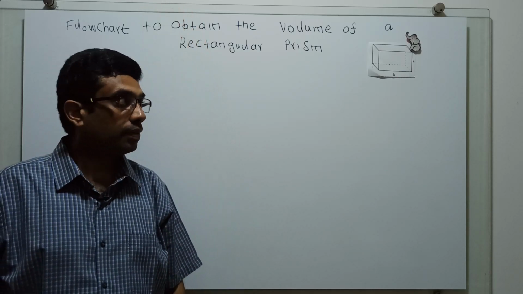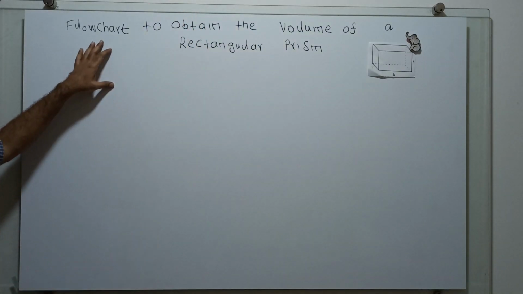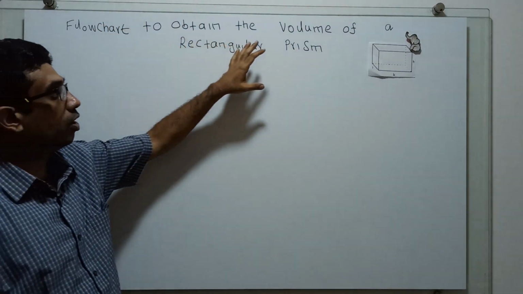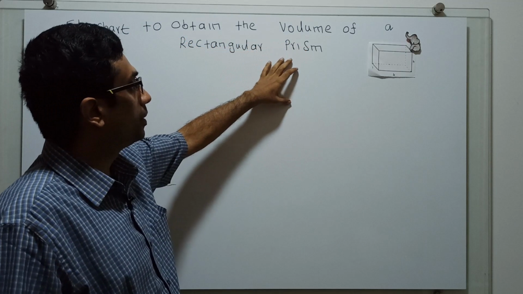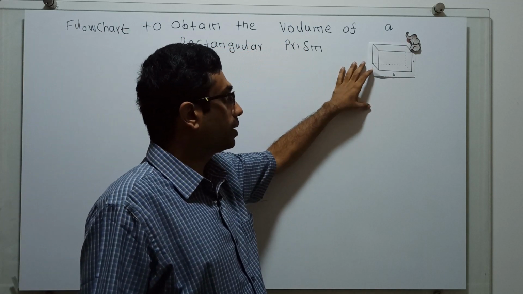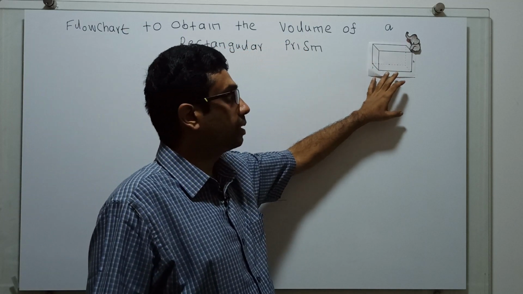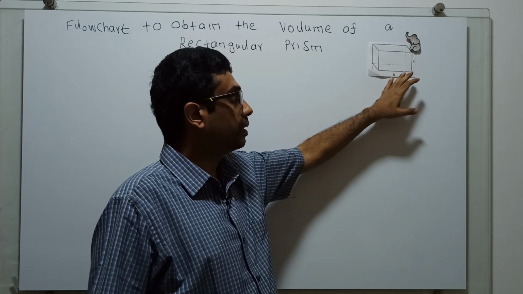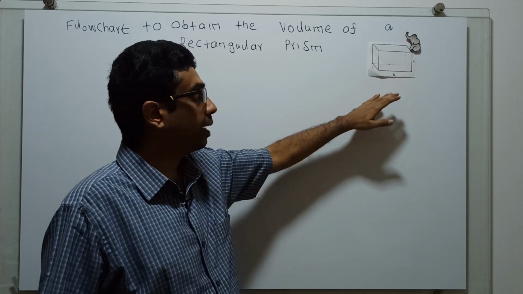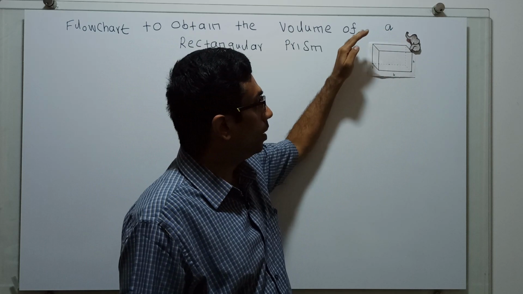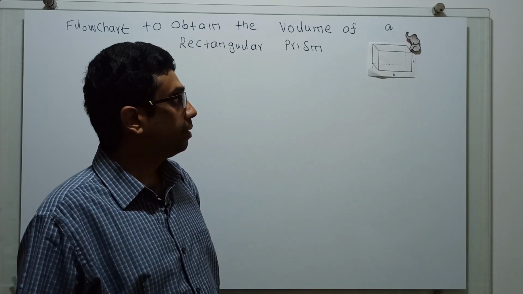Hello friends, we are going to draw a flowchart to obtain the volume of a rectangular prism. So this is the rectangular prism which contains 6 faces. All the 6 faces are rectangles. We have a bottom and top and 4 lateral faces.